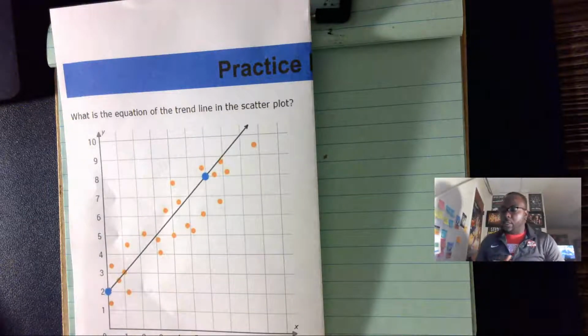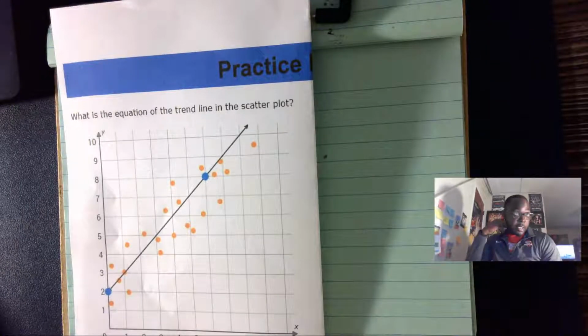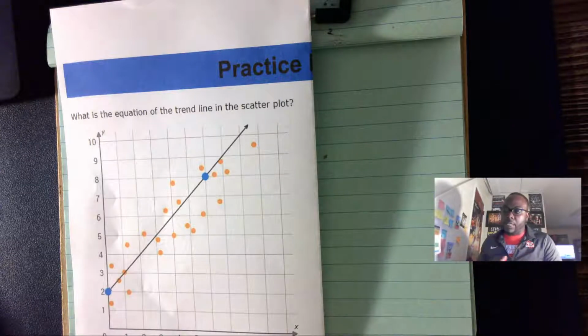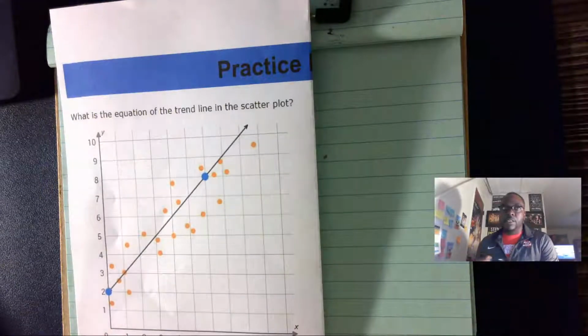Good morning, students. So today, we're finishing up everything that we're doing in statistics. One of the things that we're going to be doing is writing the equation of a trend line in a scatter plot. So in short, what we're doing is we're writing the equation of the line. All right. So just a few things to remember.